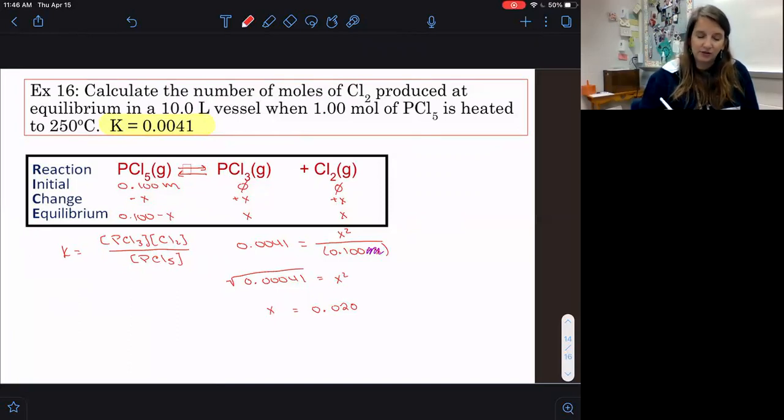And again, this isn't my answer because I want to plug this back into my equilibrium row so that I can find the number of moles of Cl2 at equilibrium. Well, Cl2 is equal to x, but this is molarity. And don't forget, I have 10 liters. So to find my moles, I need to multiply this by 10 liters, because molarity is equal to moles divided by liters. And so I would get 0.20 moles. Okay, so that would be my answer.